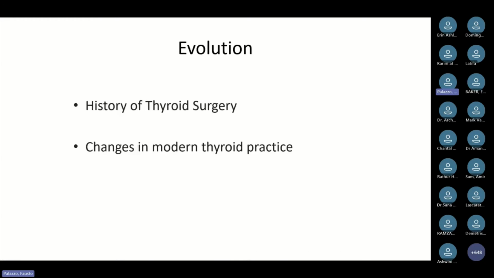Now, evolution is a gradual process in which something changes into a different, more complex, and one presumes a better form. And this evolution doesn't necessarily happen in a linear fashion. So I'm going to talk to you today in two parts. One is going to be a bit of the history of thyroid surgery. And the second part is going to be how thyroid surgery has changed in modern times. And I'm sure there'll be some questions about this latter part in particular.